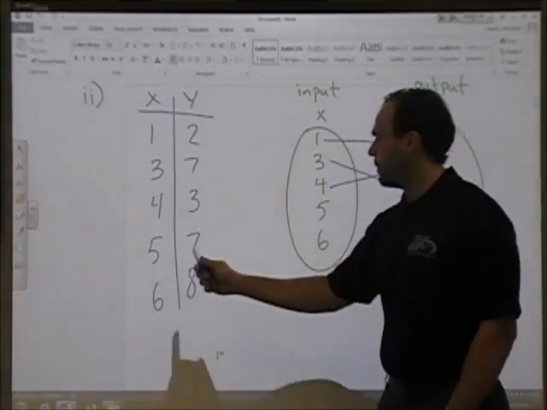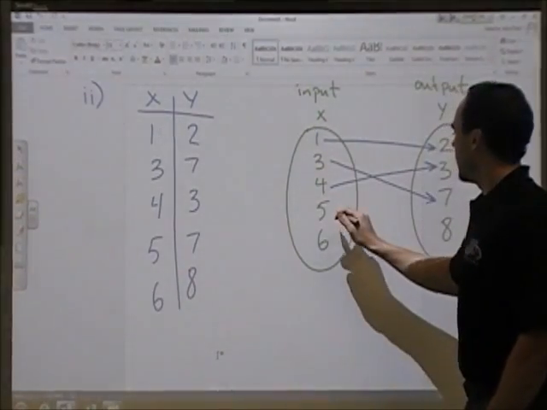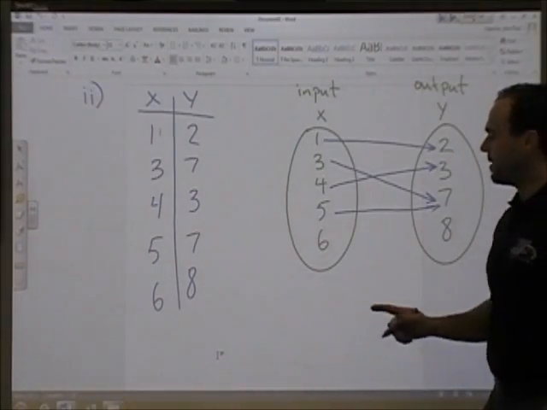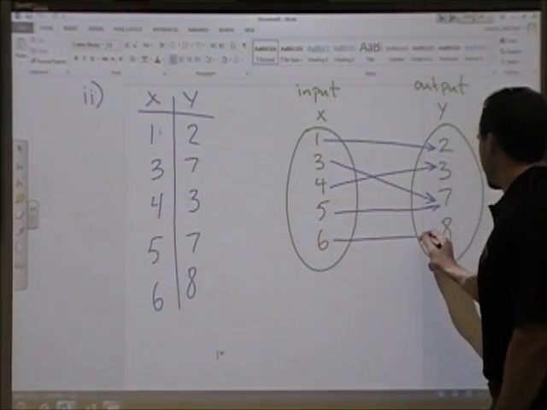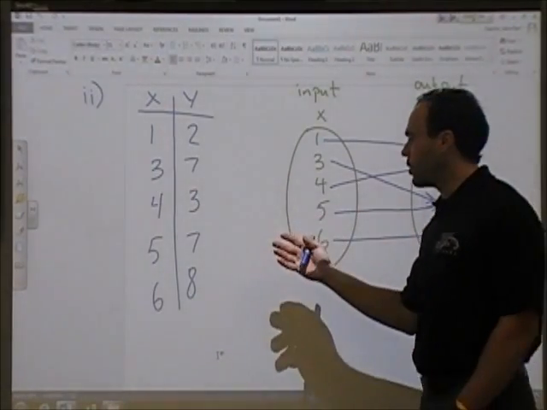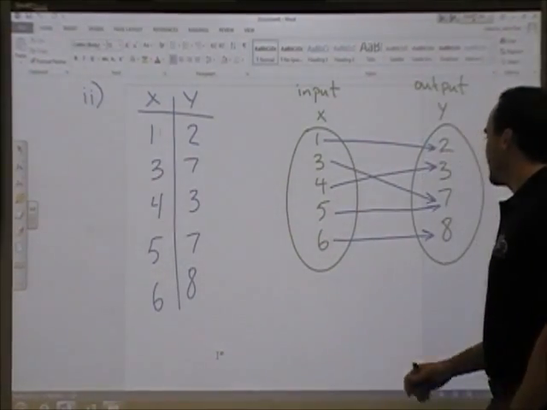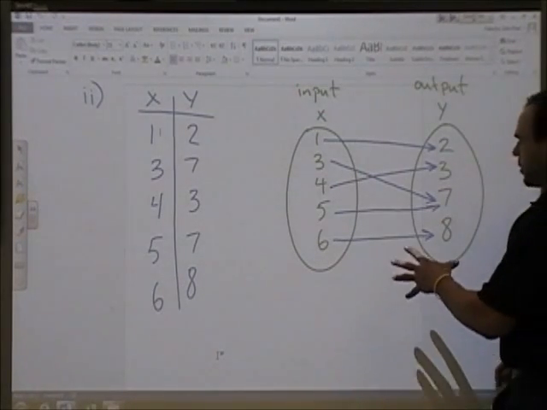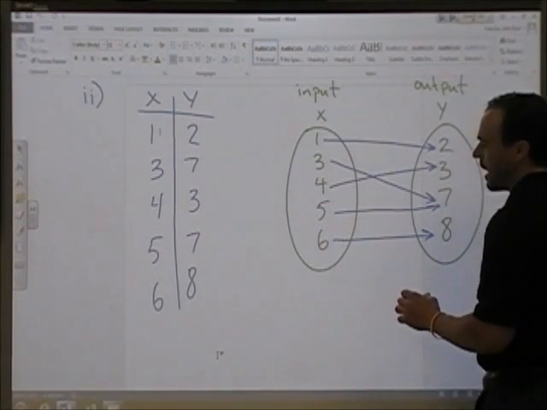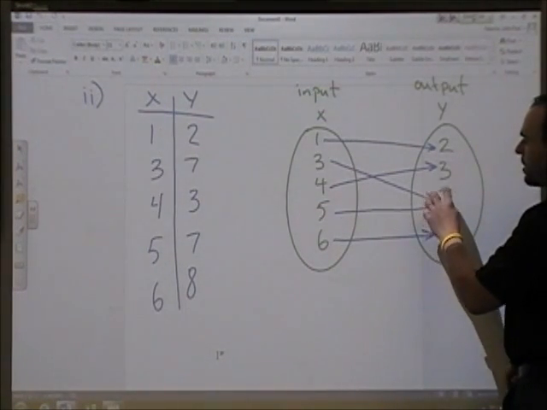And then I have the point 5, 7. So input is 5, gives me an output of 7. And then 6 gives me an output of 8. And then it asks me if this is a function. And some of you may say, well, I'm not sure. See, my x being 3 and my x being 5 both point to the same number.